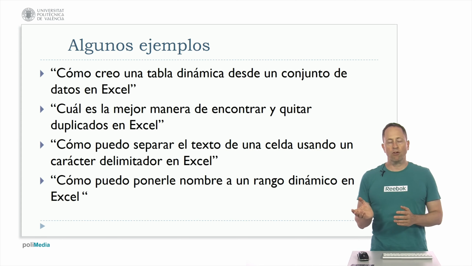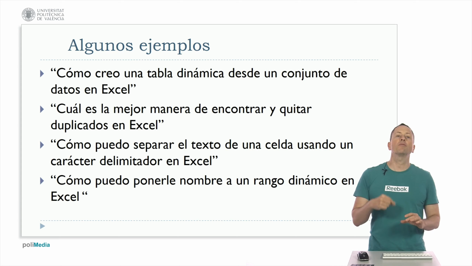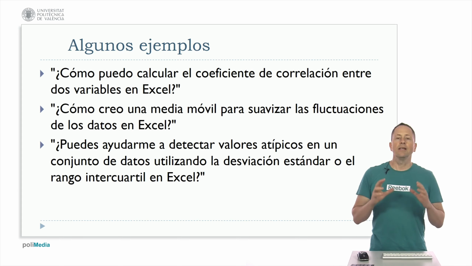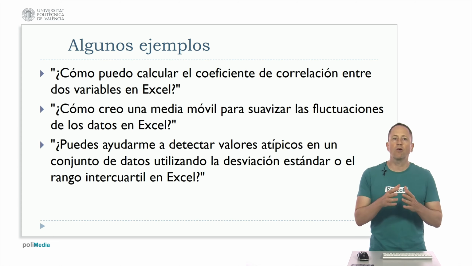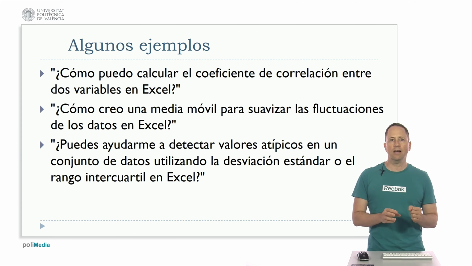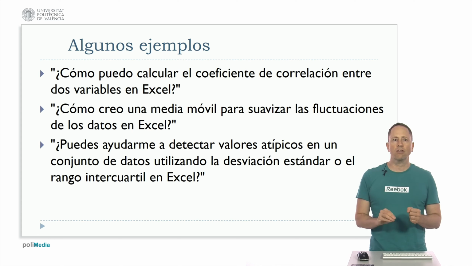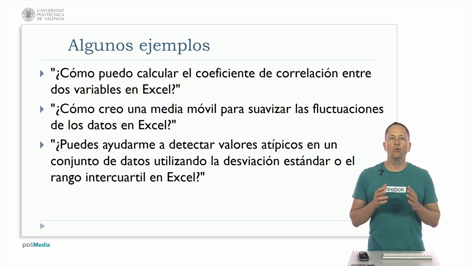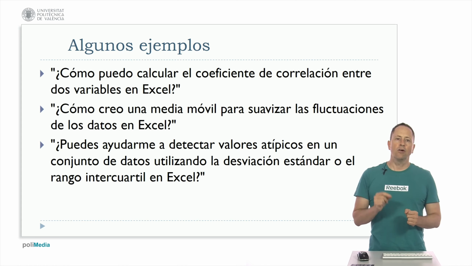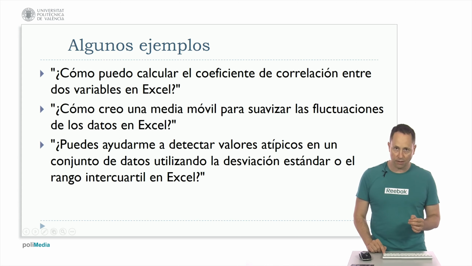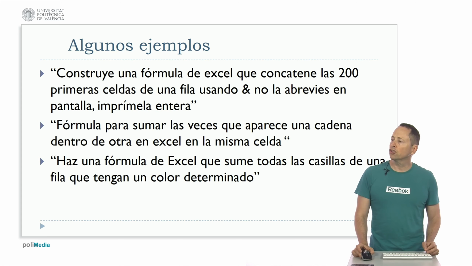Sometimes it will return formulas that it will also explain, and if not, we can ask it to explain each parameter, or it will return a procedure. Then also, if we know about a topic but don't know how to use Excel, for example, to perform statistical analysis, we can ask, how can I calculate the correlation coefficient of two variables in Excel? Or how do I create a moving average to smooth data fluctuations in Excel? Or can you help me detect outliers in a data set using standard deviation or interquartile range in Excel? Obviously, we know about statistics, we know what we want, but we don't know how to do it in Excel. So we ask ChatGPT. Here are some examples that I have done lately.